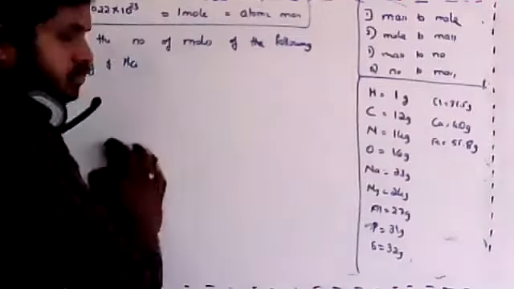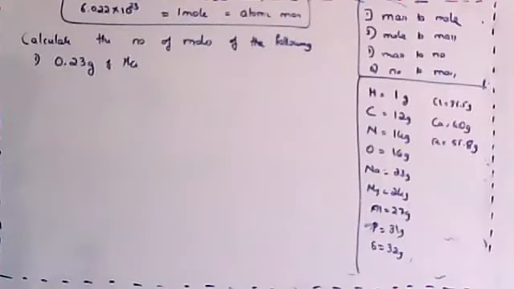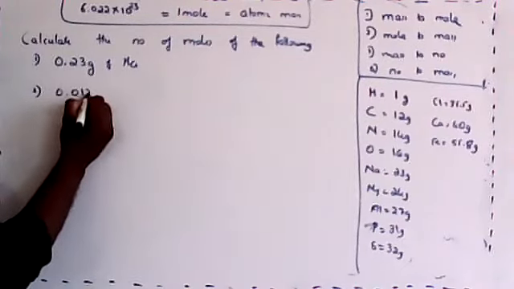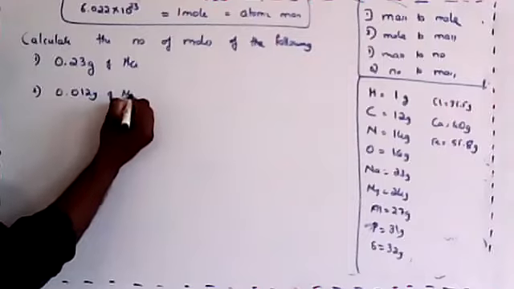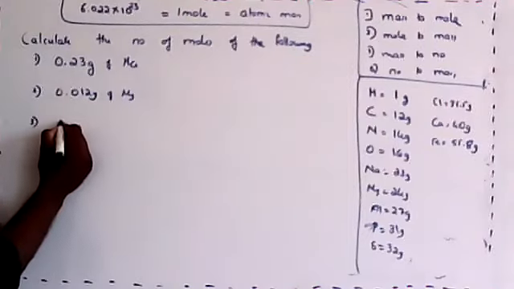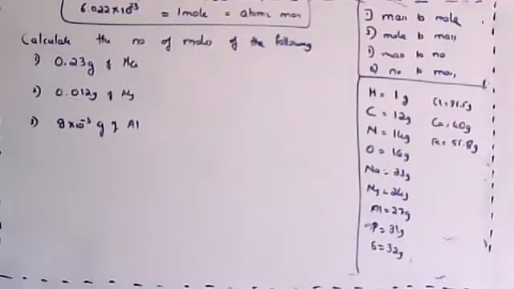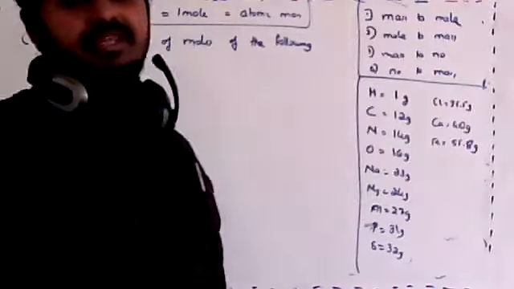Okay, so let's continue now finding the moles of each. Shilpa, Aditi, I think you need to check. I'll tell you how to find it. So we'll write one more also as 0.012 grams of magnesium. Then the third one is 9 into 10 to the power minus 3 grams of aluminum. Let's find for this. Very easy one only.